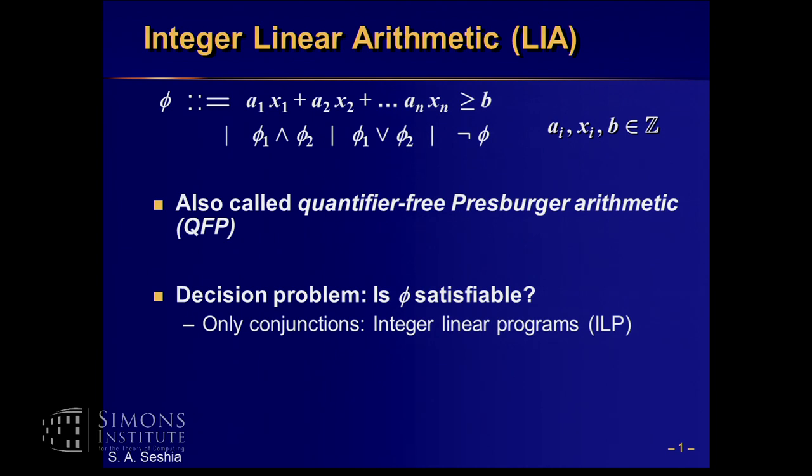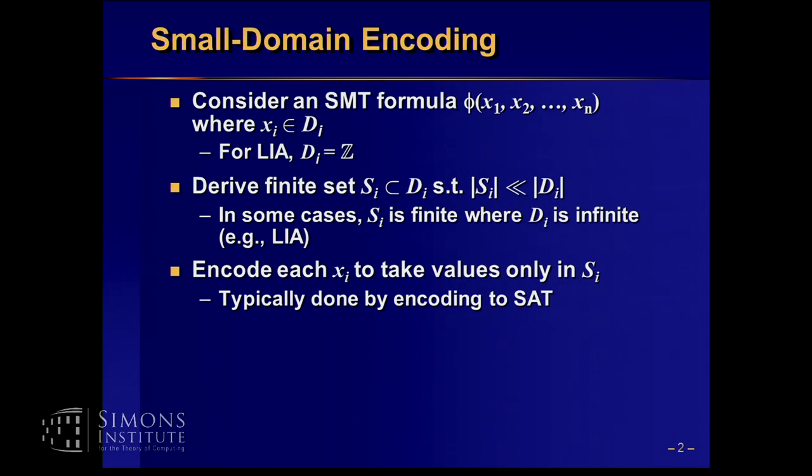Okay. Now, this problem is NP complete, and one of the techniques that has been found quite effective is this idea called small domain encoding. Initially it may seem a little counterintuitive to many of you, but trust me, this works really well. So the way this works is you have a formula over n variables; they're all integer variables. So each xi lies in Z.